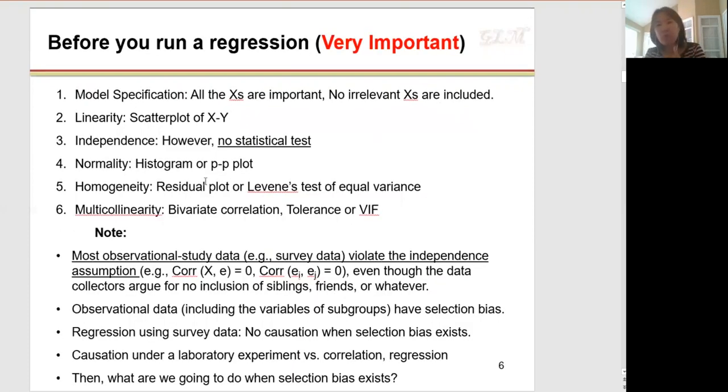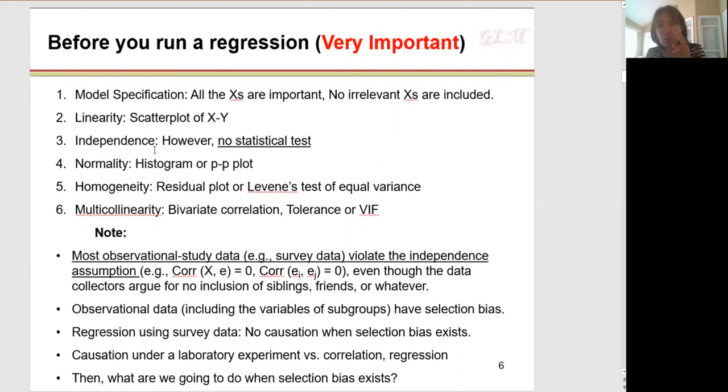Before we move on, let me summarize the important regression assumptions. Model specification is about the X and Y relationship. Linearity is also related to the X and Y relationship. We checked linearity violation using a scatter plot.